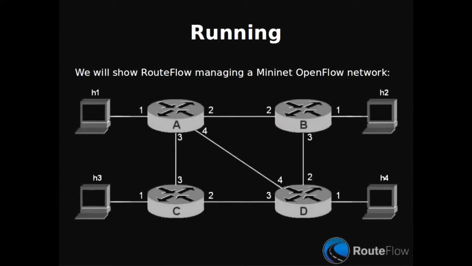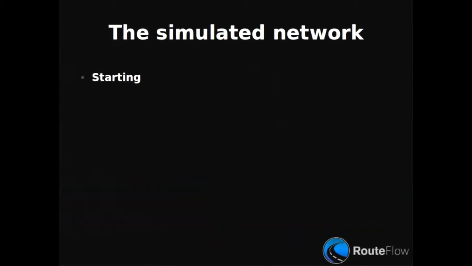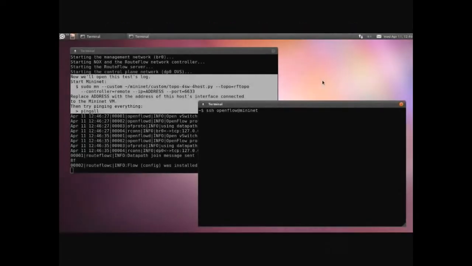Let's see RouteFlow in practice. We start by booting up the environment, which includes the Mongo database, the virtual containers running Quagga and the RouteFlow clients, the OpenVSwitch, NOX with the RouteFlow proxy application, and the RouteFlow server. Now we connect the OpenFlow devices. In this case, we boot up an OpenFlow network using Mininet.